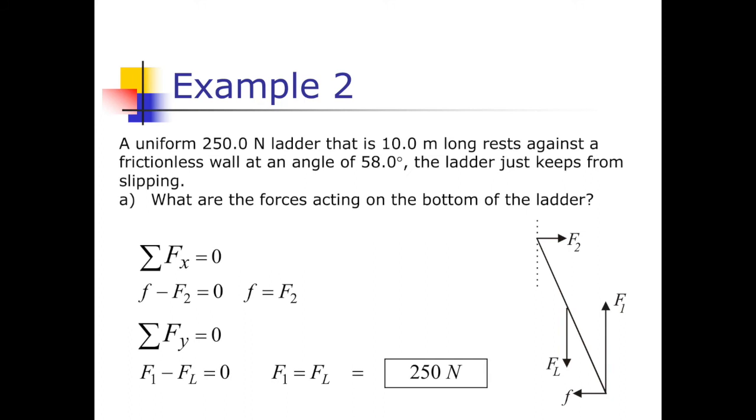Conversely, if we take a look at the vertical, we can see that the weight of the ladder is pointing straight down. And we have this normal force that's pointing straight up, but because there are no other vertical forces present, the only force that is causing this normal force, F1, is the weight of the ladder. And so in that case, we have our first calculated total, which is that F1 is equal to 250 newtons, which is just the weight of the ladder itself.